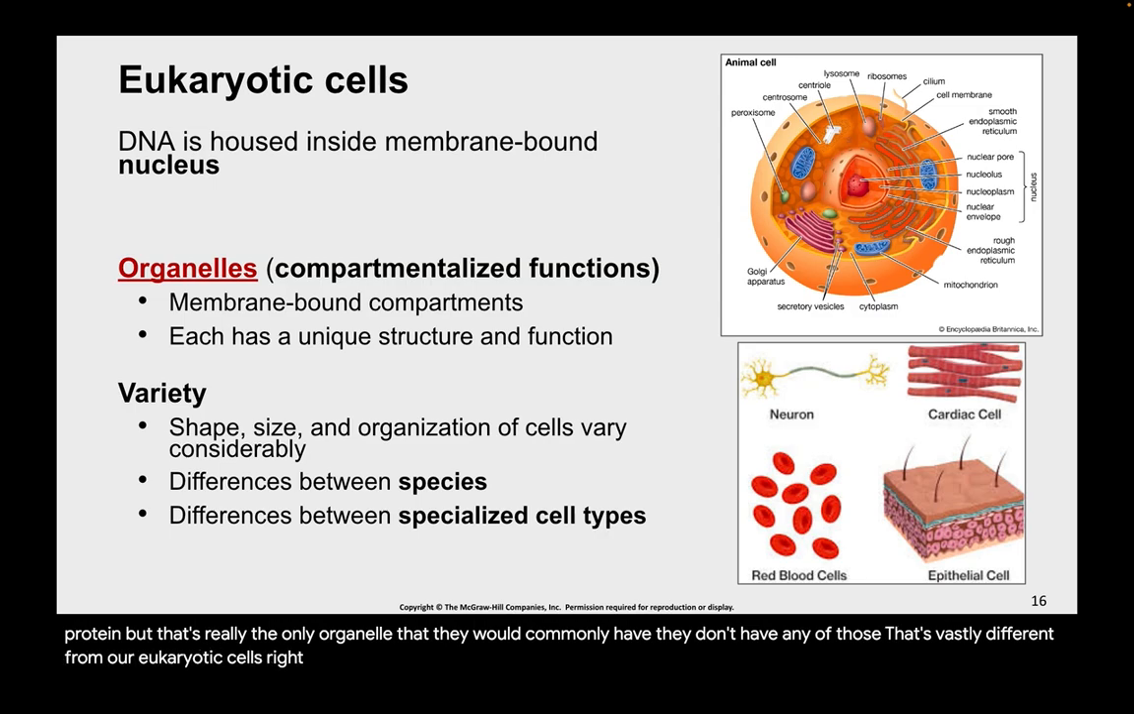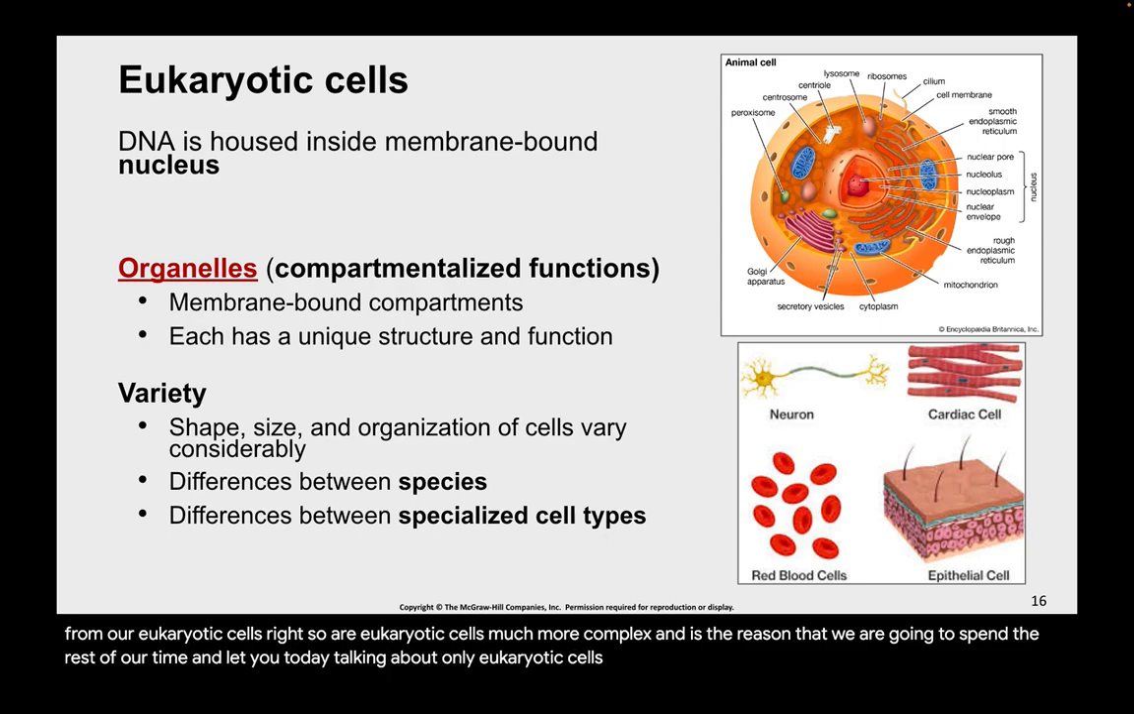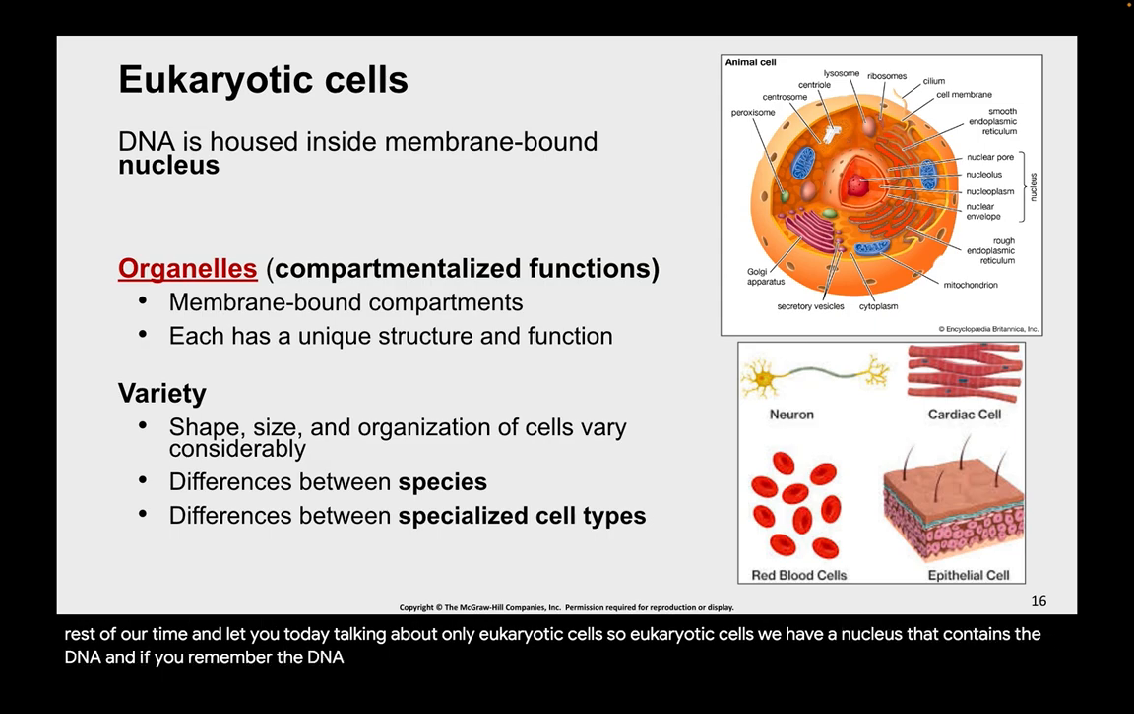So our eukaryotic cells are much more complex, and that is the reason that we are going to spend the rest of our time in lecture today talking about only eukaryotic cells. So eukaryotic cells, we have a nucleus that contains the DNA. And if we remember, the DNA does not leave the nucleus. It always stays in there. It'll make RNA, and that RNA can leave the nucleus, but the DNA stays in the center.